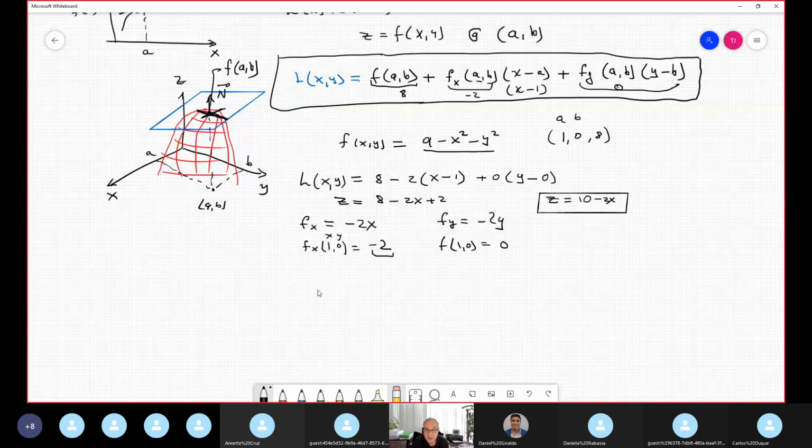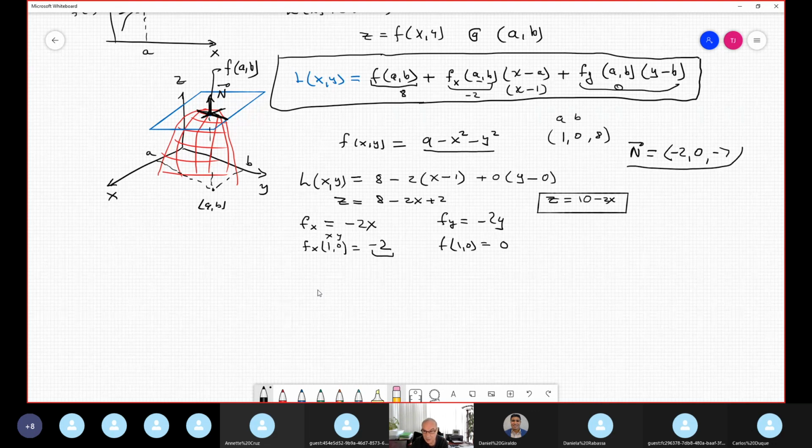You can find the tangent plane because we have a normal vector. By the way, in this case the normal vector is the vector minus 2, 0, and negative 1. How do you find that? In the next class, I will explain the idea for the normal vector.